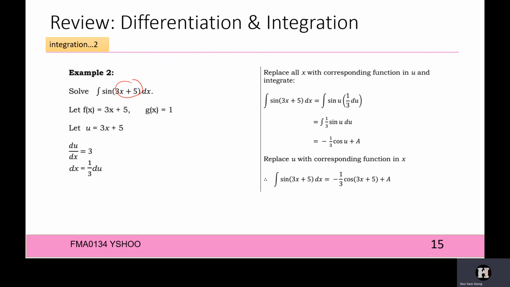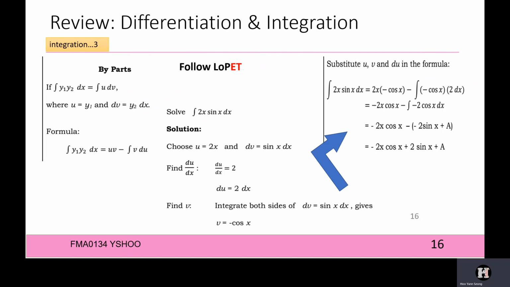Now we look at the integration by parts. Just now we already said that in the max 2 we follow LOPET: logarithmic, polynomial, exponent, and trigonometry. Why do I highlight the ET? Because you can have LOPTE, because the E and T are interchangeable.